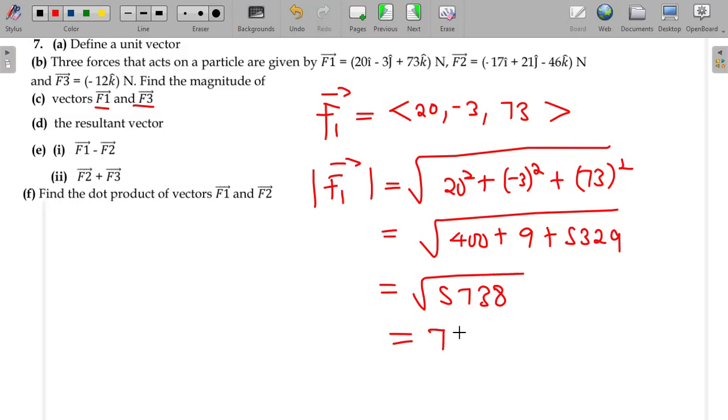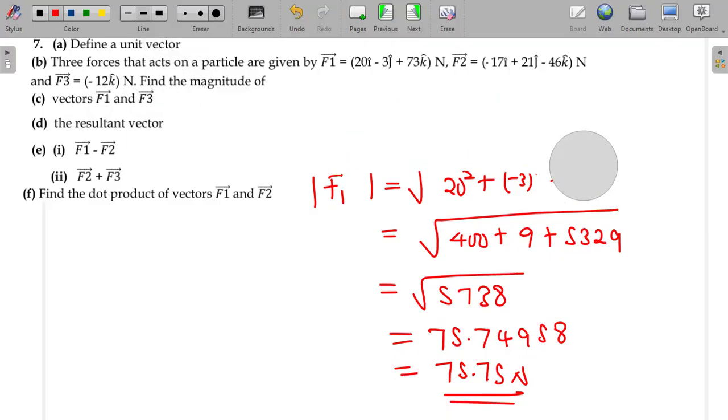So I'm getting 75.74958. The number still goes, so I'm just going to round it off to 2 decimal places. That will be 75.75 newtons. Okay, so that will be the magnitude of vector F1.